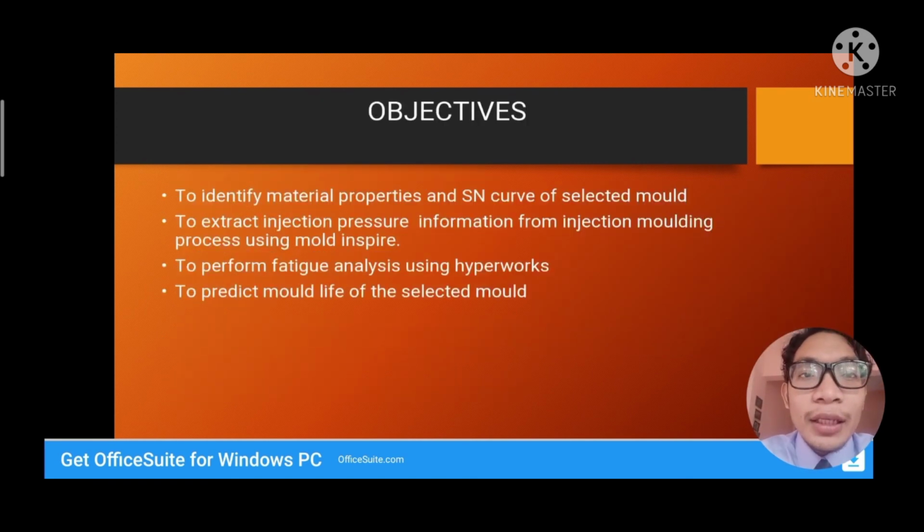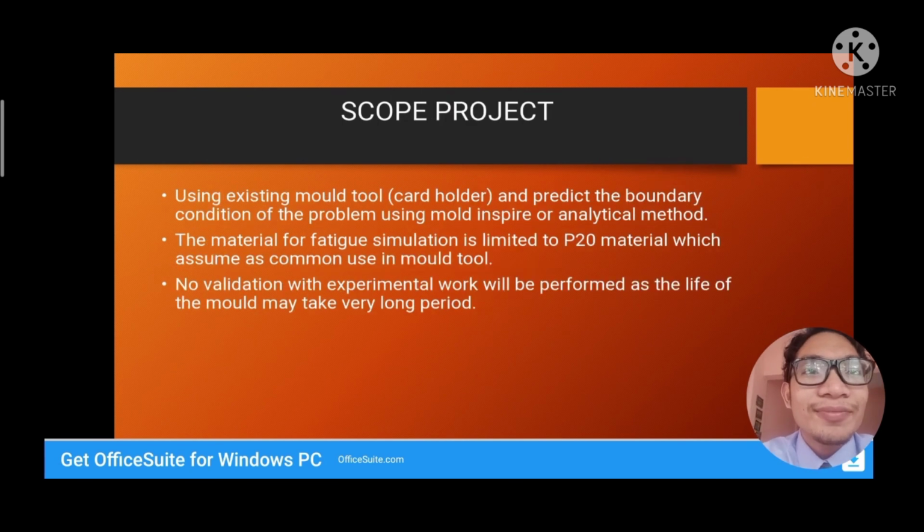The objectives of this project are to identify the material property and S-N curve of the selected mold, to extract injection pressure information from the injection molding process using Moldflow, to perform fatigue analysis using HyperWorks, and lastly to predict the mold life of the selected mold.